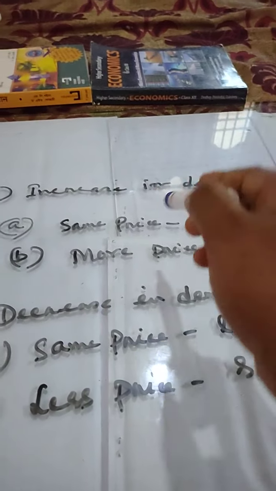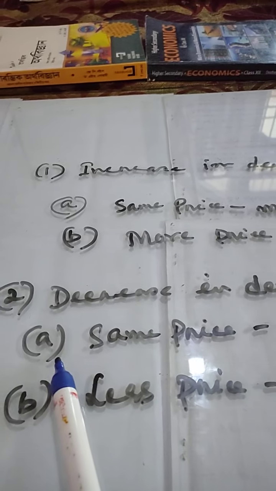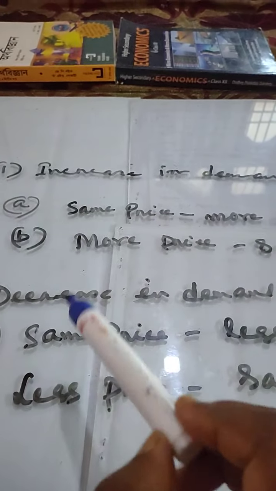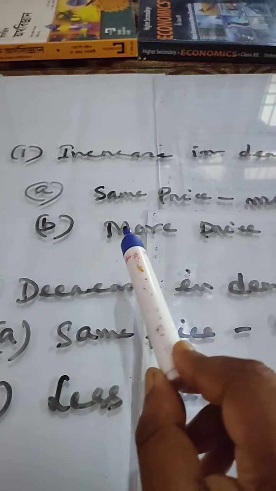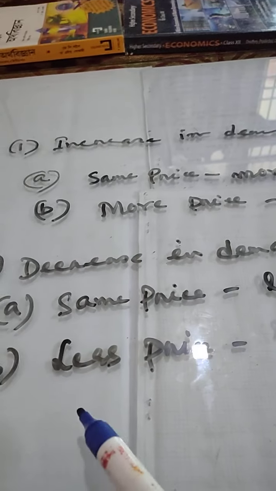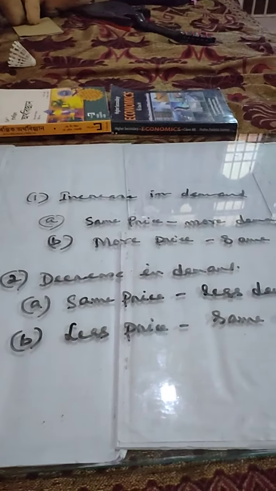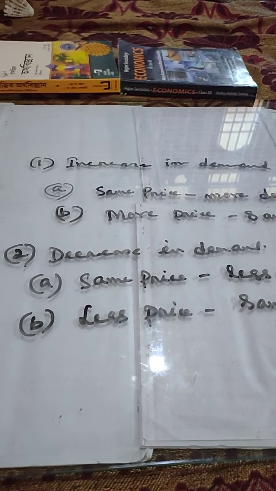So you see the difference. In increasing demand, the first point is same price, more demand, and in decreasing demand, the first point is same price, less demand. Same price is the same here, but more demand here, and less demand in decreasing demand. Next, number B, more price, same demand, but here less price. In place of more, you write less price, same demand. So these are the four situations through which we can explain the concept of increase in demand and decrease in demand.